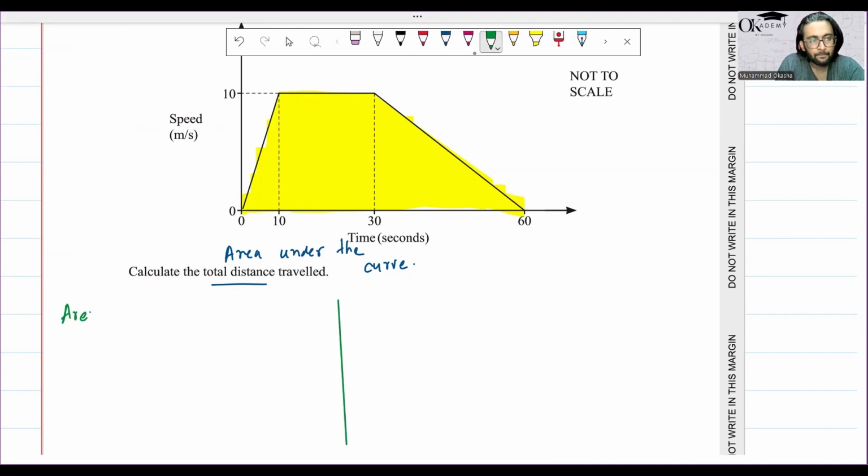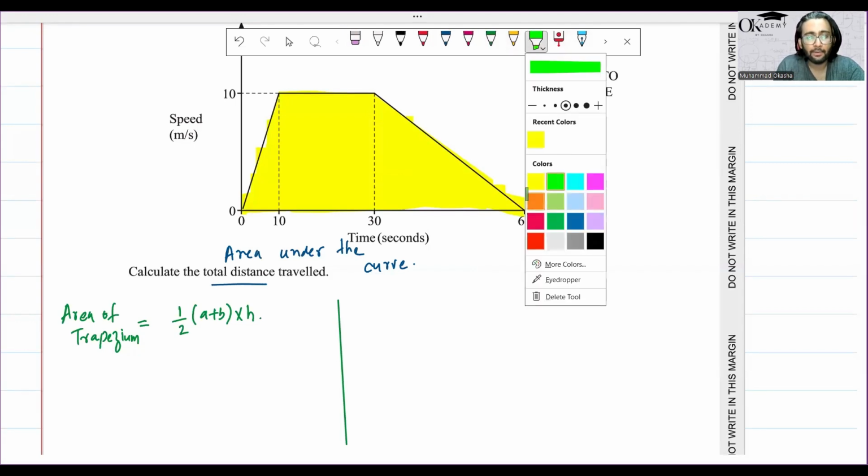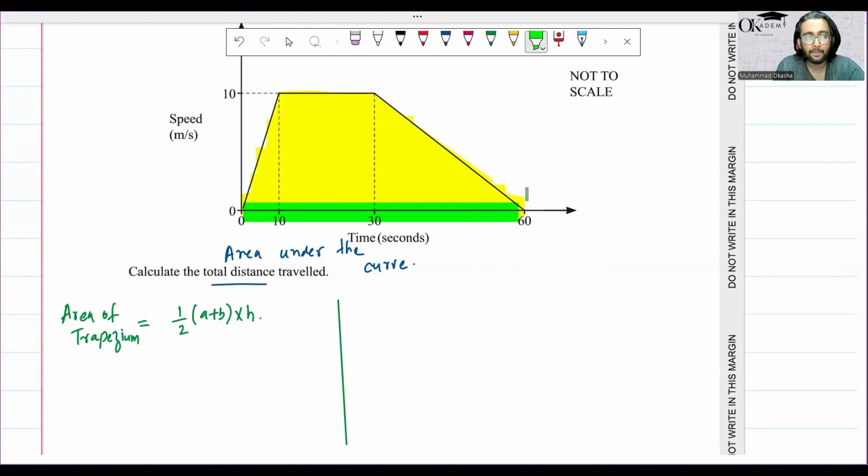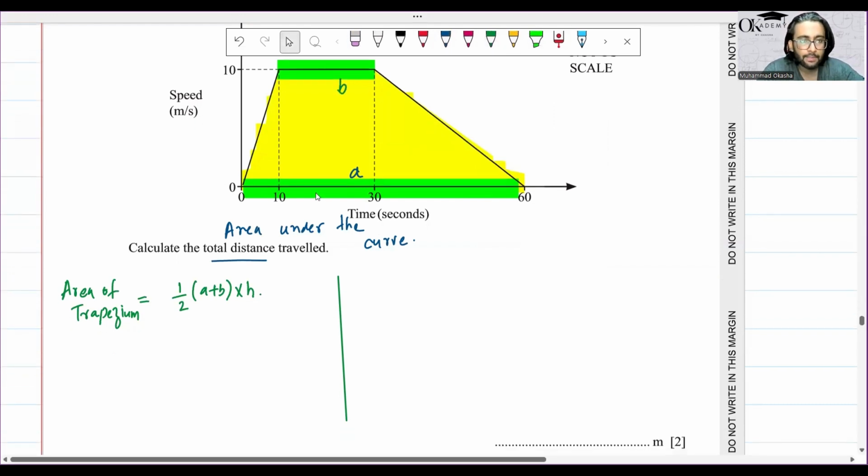So the area of a trapezium, if you don't know the formula, I'll write it down for you. The area of a trapezium is equal to a half times (a plus b) times the height. A plus b is the length of the parallel sides. I hope you can already tell these are the parallel sides. This whole side would be A, and this side would be B. A trapezium always has two parallel sides, this is the definition of a trapezium. So you just add up the two sides and multiply by the height.